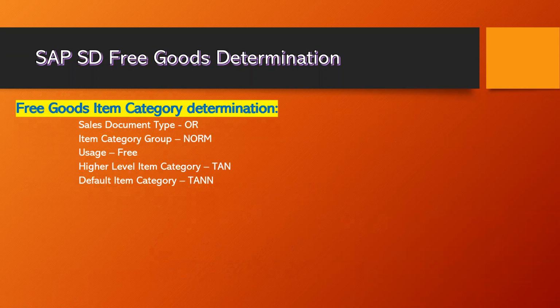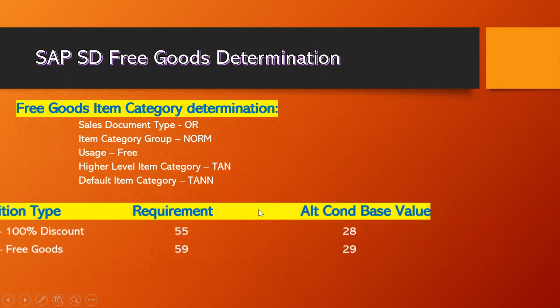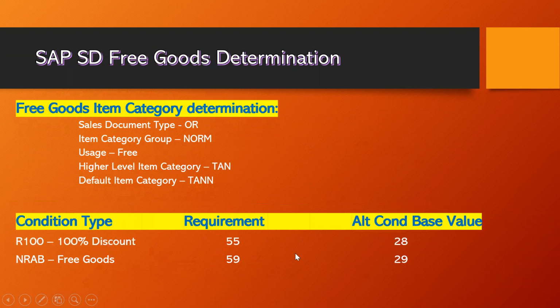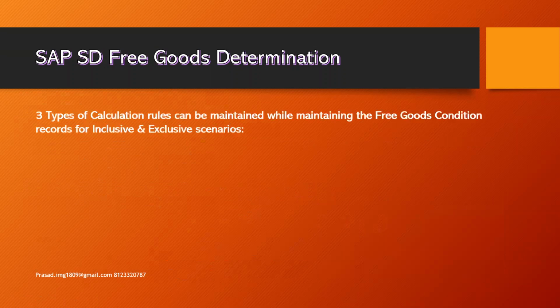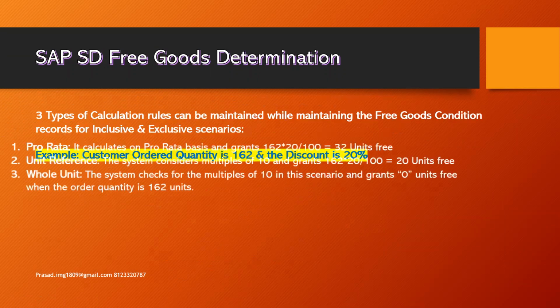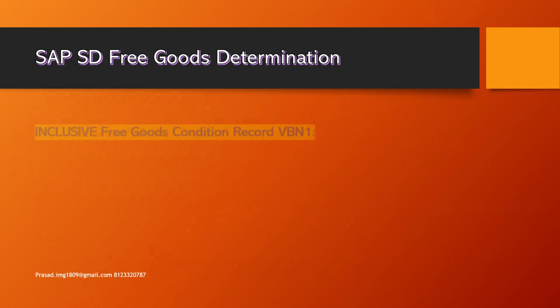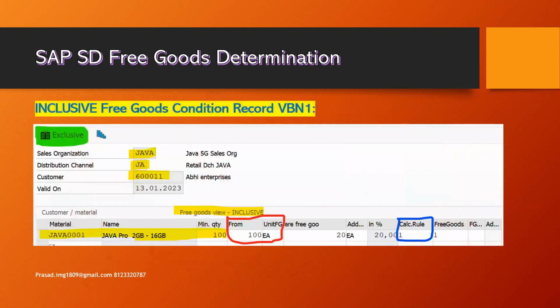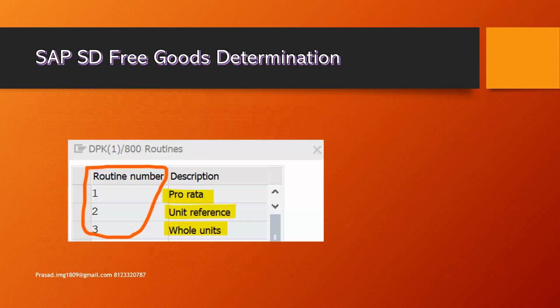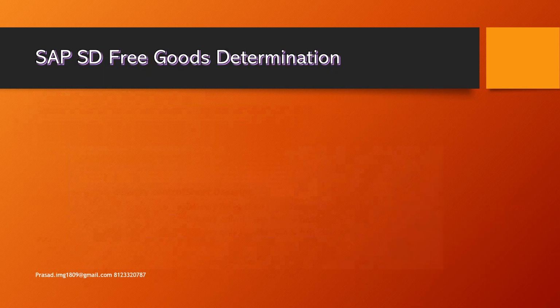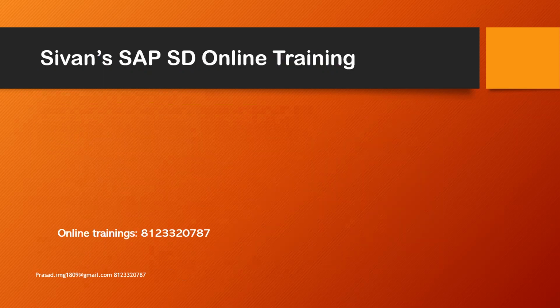Free goods item category determination must be there in the system. It is stored in the T184 table. We all know that. And these are the important condition types which will be automatically proposed by the system whenever we do the free goods determination and whenever we maintain the free goods determination condition record. These are the rules which we have seen: pro rata basis, unit reference, and whole unit. Inclusive free goods condition record maintenance and exclusive free goods condition record maintenance. These are the calculation rules, and the free goods delivery control.